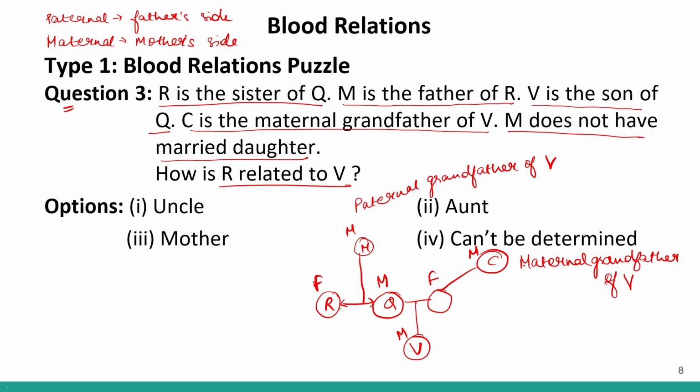R is simply the aunt of V. So the answer will be option number 2, aunt. R would be the aunt of V.